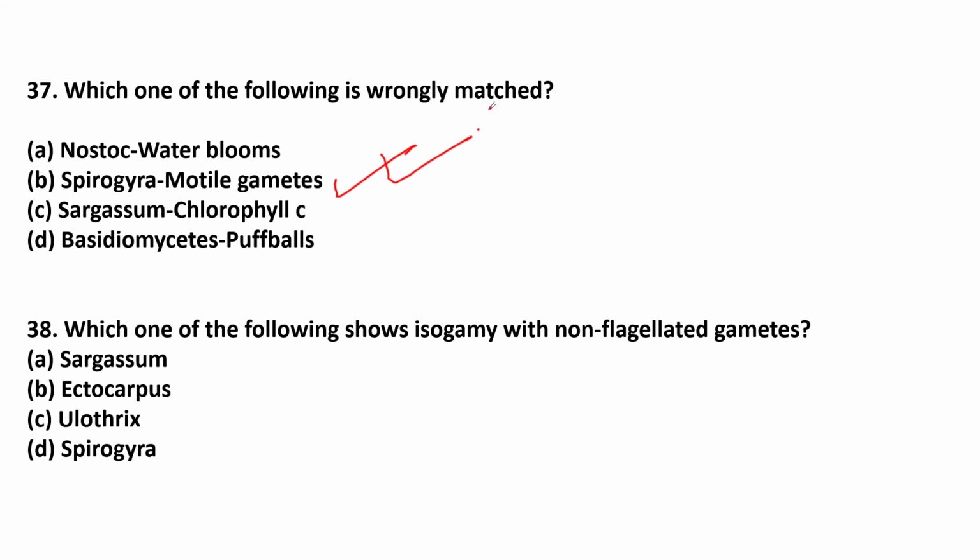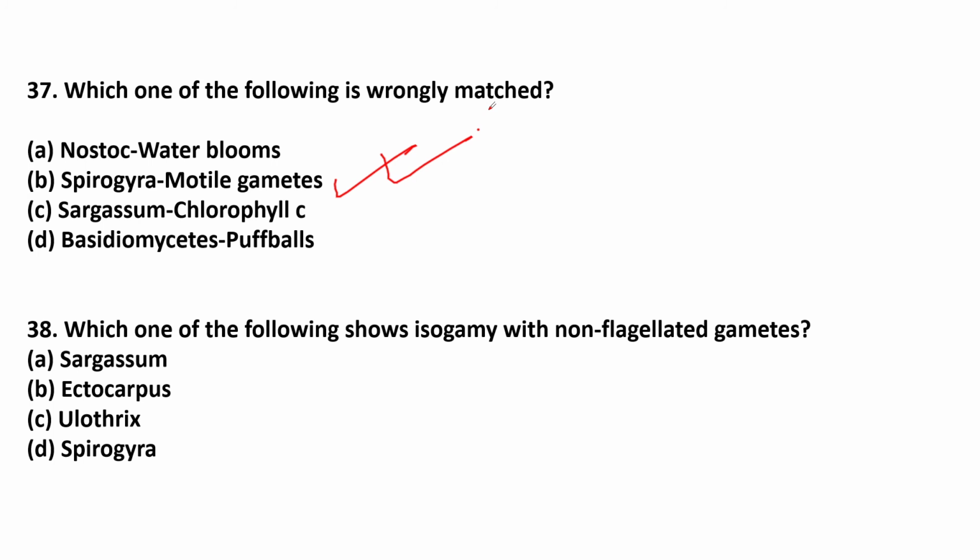Cyanobacteria or Nostoc grow in such abundance as to form water blooms. Sargassum belongs to brown algae, which possess chlorophyll a, c, carotenoids, xanthophylls and a characteristic brown pigment, fucoxanthin. Commonly known forms of Basidiomycetes are mushrooms, bracket fungi or puff balls. In Spirogyra, gametes are non-flagellated but similar in size. They show amoeboid movements. That's why it is wrongly matched.